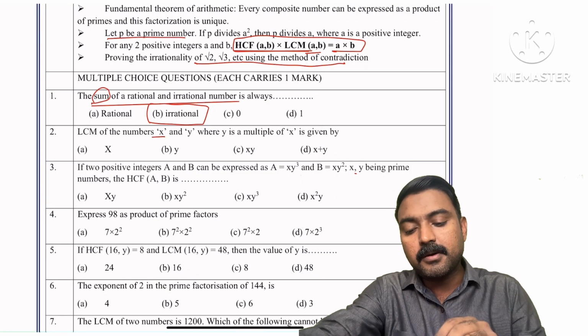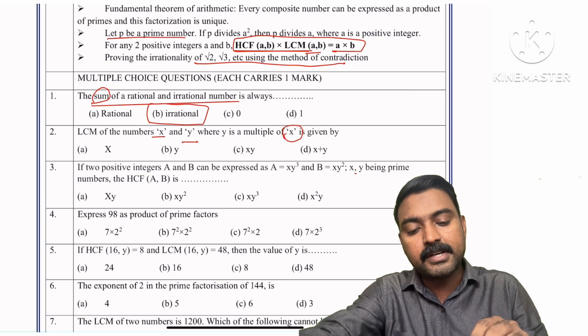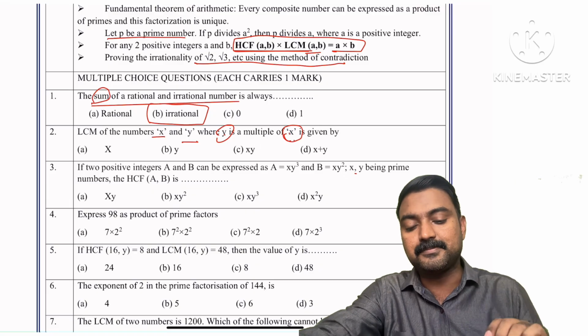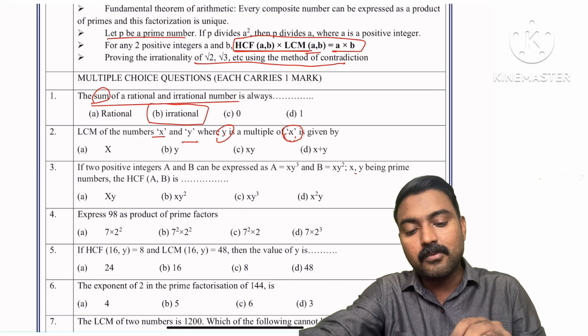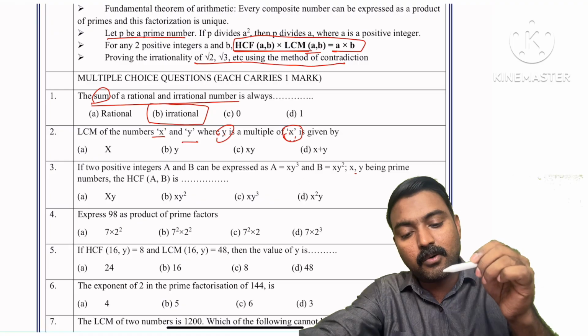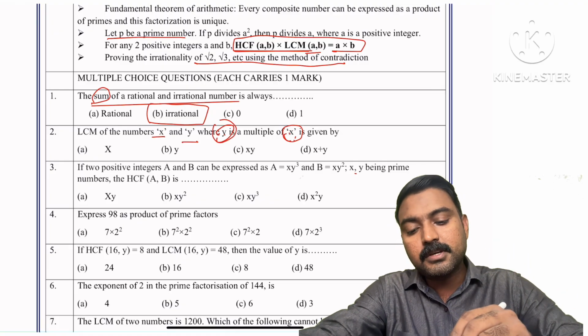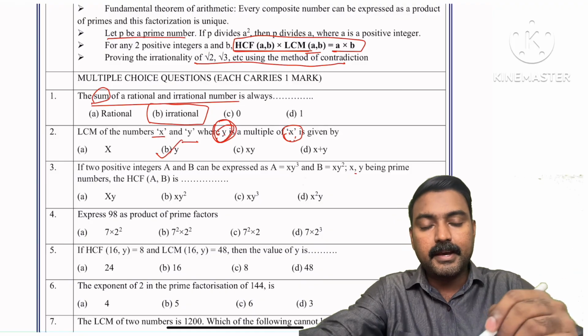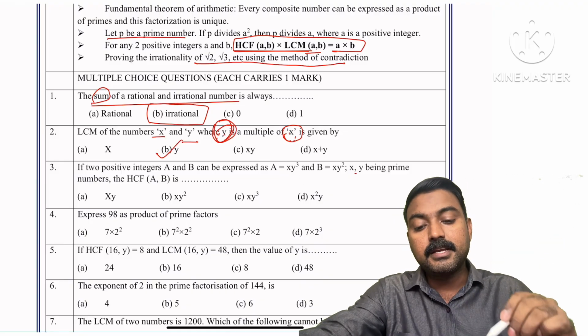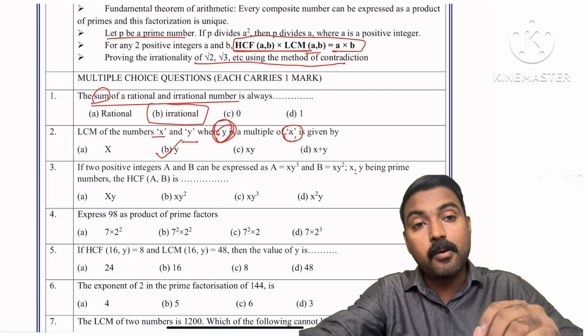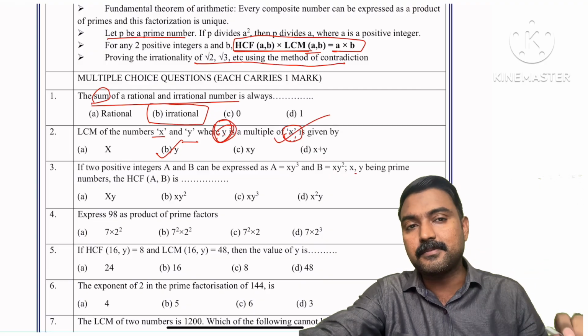Then, LCM of numbers x and y, where y is a multiple of x. Multiple of x is y, means y includes the factor x. x is the factor of y, means y already included x. So for LCM, y will be the multiple. So y is the LCM and x is only a factor inside. If they are asking HCF, meaning common factor, then x will be the HCF.